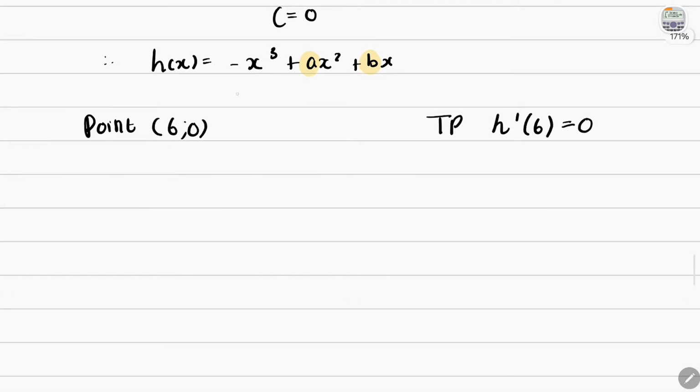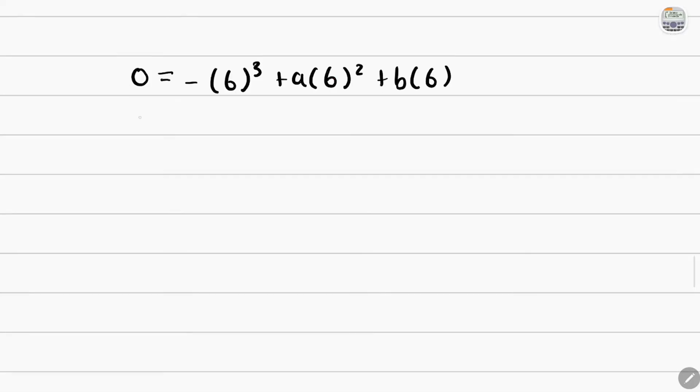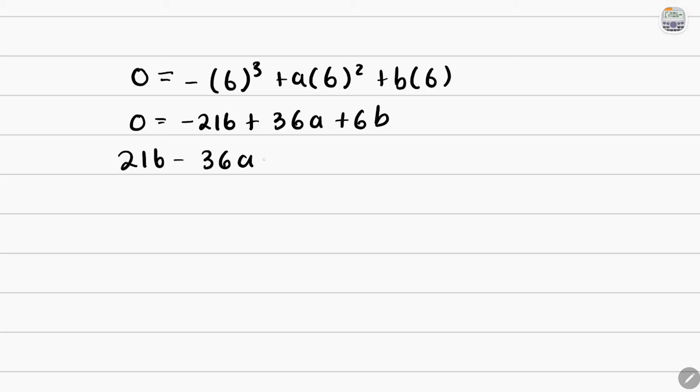So the point 6 and 0, we're just going to take this as a point and substitute it in place of x and y. So we're saying in place of y, 0 equals negative and x is 6 all cubed plus a times 6 all squared plus b times 6. Okay, so 0 is equal to 6 cubed is 216. So this is negative 216. And then this is positive 36a and plus 6b. Okay, so we can just make 6b the subject since they are all divisible by 6. So we'll transpose these two. And so we have 216 minus 36a is equal to 6b. And they're all divisible by 6.